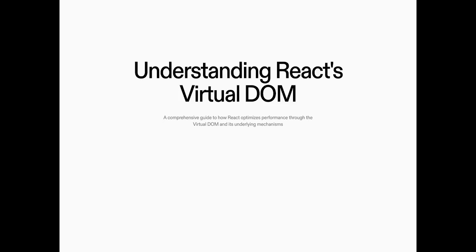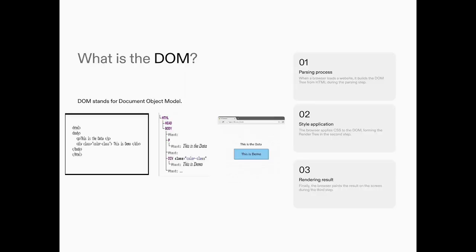In this presentation, we'll break down in a very simple way how React optimizes performance using virtual DOM, how updates actually happen behind the scenes, and how mechanisms like diffing, reconciliation, and React Fiber make React apps feel fast and responsive. So let's start from the foundation, the DOM itself. To understand why React introduced virtual DOM, we first need to understand the DOM itself.